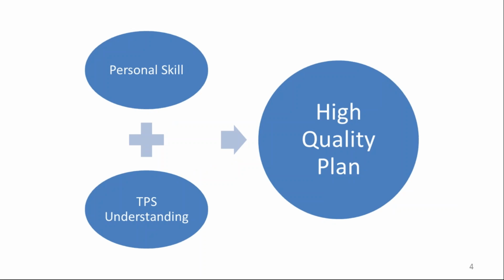In order to get a very high quality plan, we need to have two main factors. The first one is the personal skill of the planner. The second is the TPS understanding. So if the planner understands the system deeply and in detail, knows all kinds of parameters exactly and the function of every parameter, and also has developed his own planning skills when it comes to the geometry of the fields, the optimization numbers, the contouring, all these things are so important.